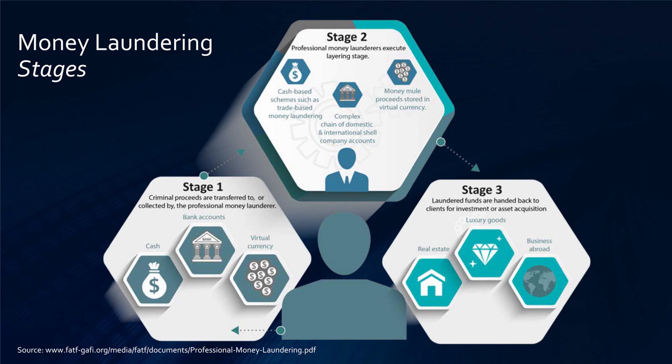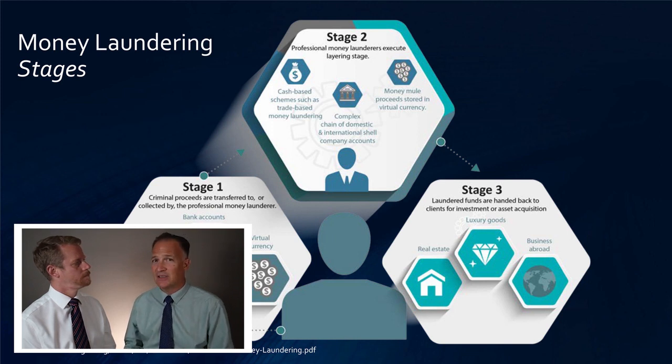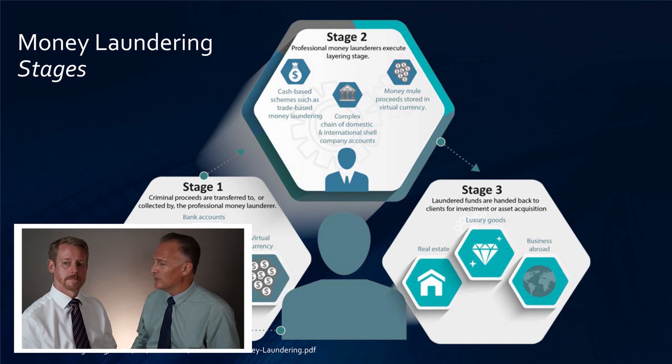So that second stage is all about camouflage. It's all about confusing the authorities. It's all about making sure that if somebody is watching, monitoring those transactions, it's hidden, it's disguised. And then obviously stage three is, this is the good part if you're the criminal. This is where I take the money back out.